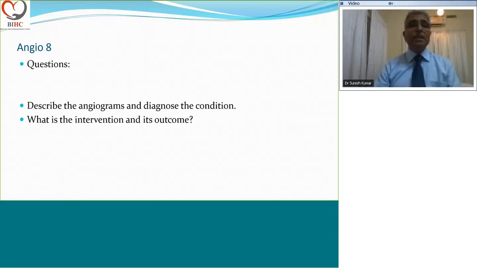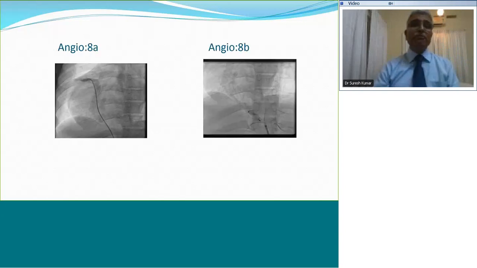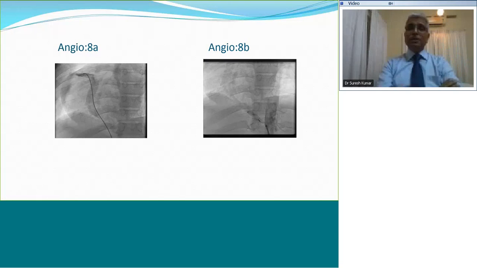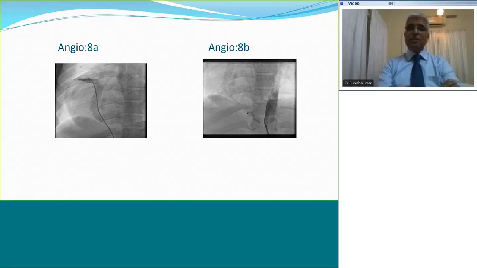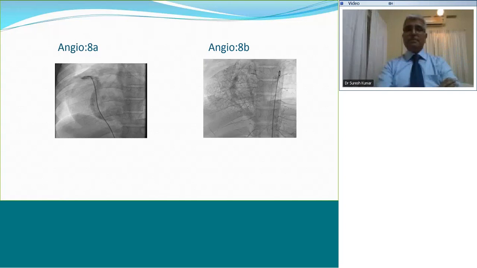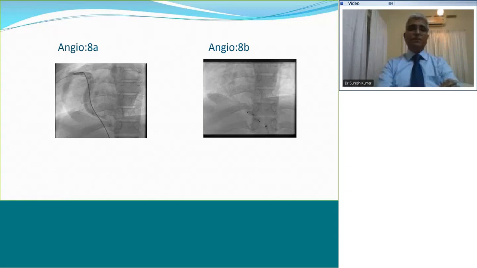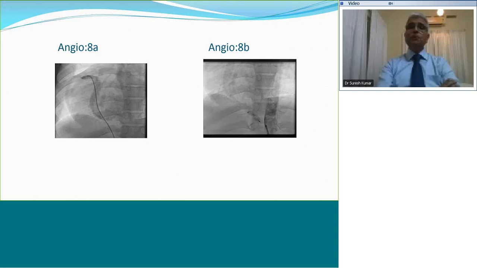I moved on. This is a different angiogram and a different intervention. So describe the angiogram and diagnose the condition. You must see angio 8A first and then B, or either way. There are two angiograms and there is an intervention being performed. You must give me a diagnosis, tell me what the intervention is, and tell me what the outcome of the intervention is. Anybody getting any clue?